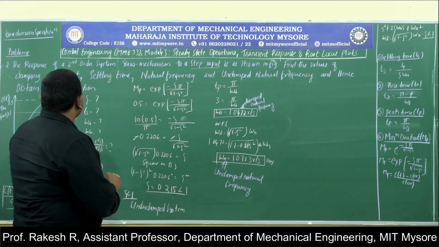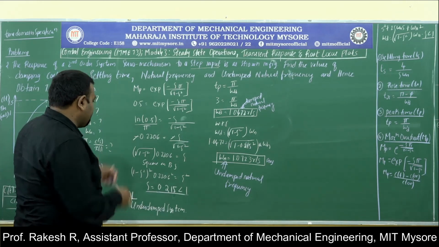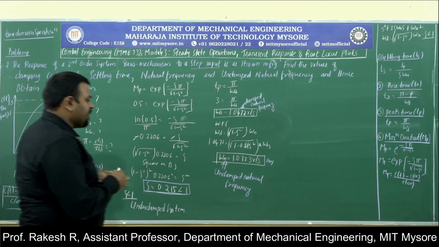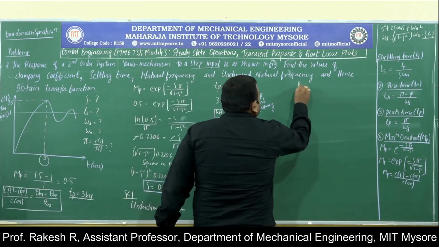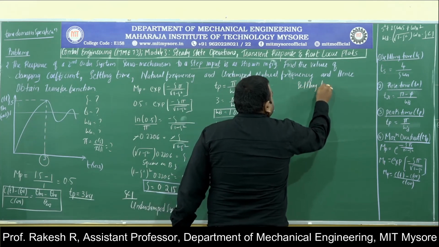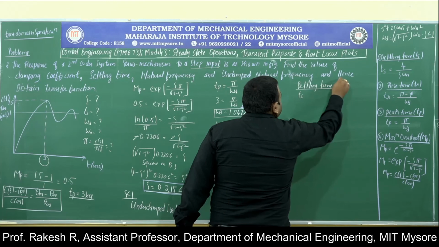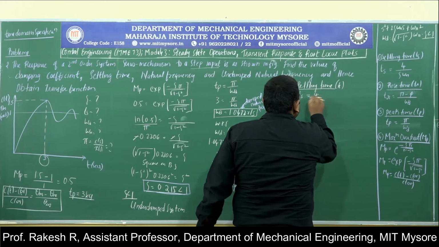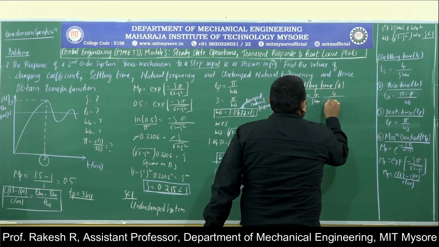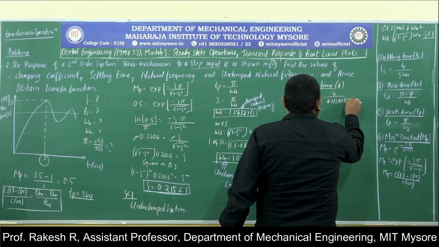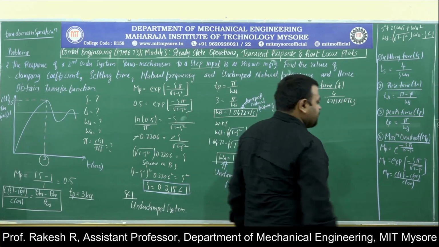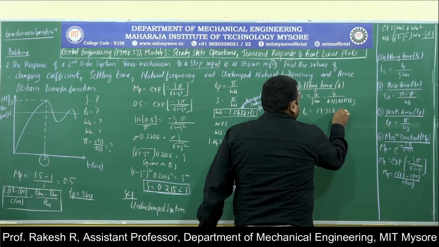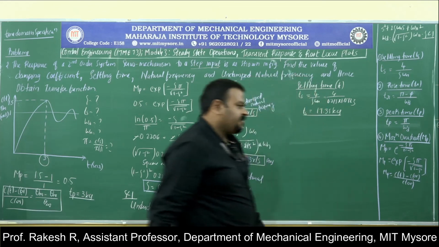Then after calculating this, we need the settling time. We have calculated the damping coefficient. Settling time, how to calculate? Ts will be equal to 4 divided by zeta omega n. So 4 divided by 0.215 into 1.0723. So settling time is around 17.35 seconds. This is the settling time value.